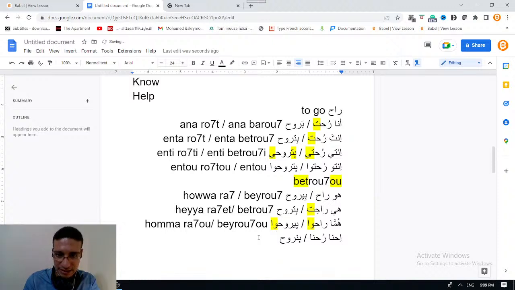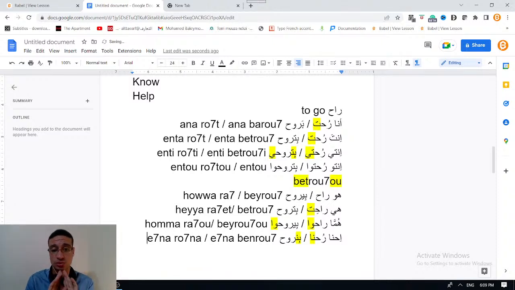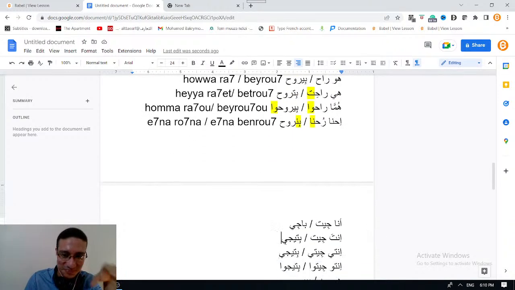And then the last one is إحنا, we, رحنا, so na is the ending in the past tense. إحنا رحنا, and then إحنا in the present tense we go بنروح. And of course this letter is a bit tricky in pronunciation. It's like the letter ha, but it's like your throat is a bit closed, as if you're eating something very hot. This is how we pronounce it.